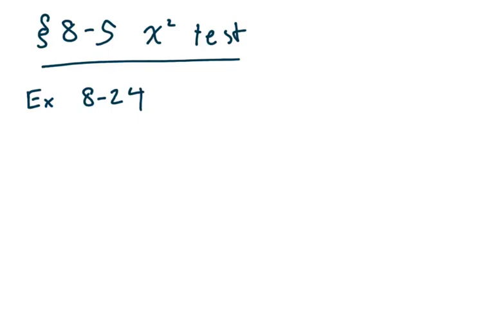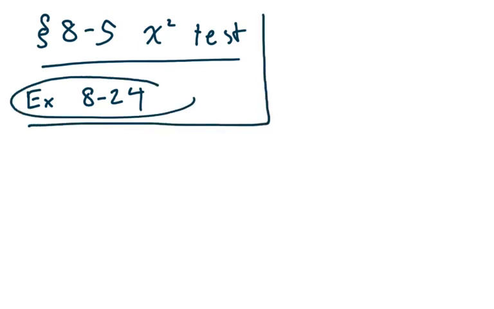Okay, good day. We're going to continue in Chapter 8, Section 5, talking about the chi-squared test for variance or for standard deviation. And this time we're going to begin with example 8-24.